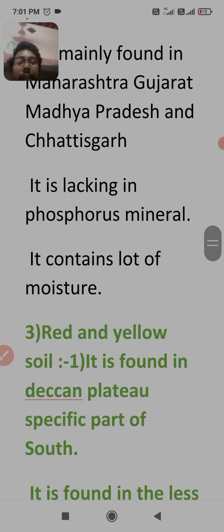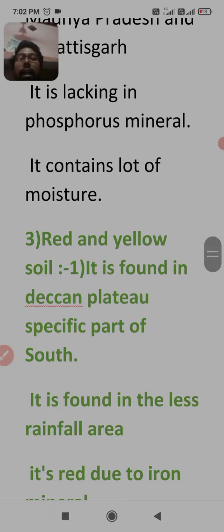And next type of soil is red and yellow soil. So I am going to ask a question while reading. Tell me, in the northern plain, what type of soil is found? I think you have the answer, and the answer is alluvial soil. And third point, red and yellow soil. It is found in the Deccan Plateau, a specific part of the south.